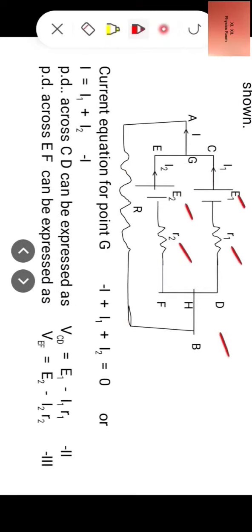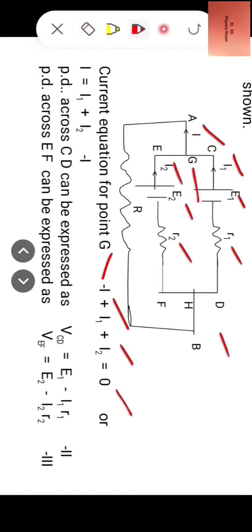Now the current equation for the point G. Consider point G in the circuit. Let I1 be the current supplied by the cell with EMF E1 and I2 be the current supplied by the cell with EMF E2 to the load resistance R. Let I be the total current drawn by the external load R. Then using Kirchhoff's current law for the point G, we can write minus I plus I1 plus I2 equal to 0.